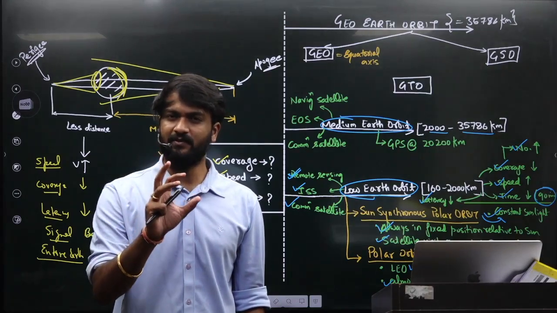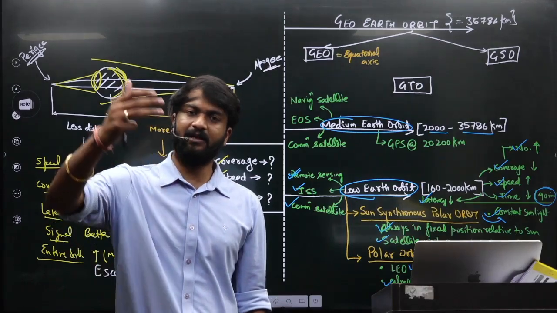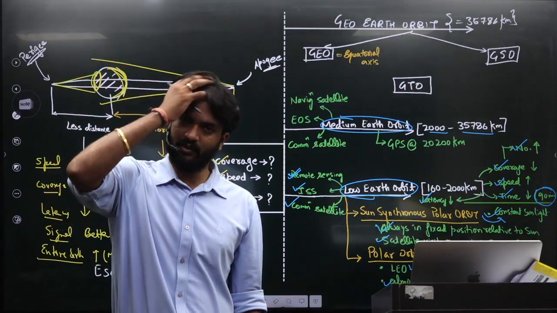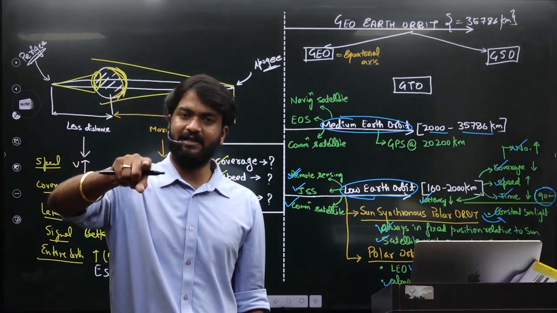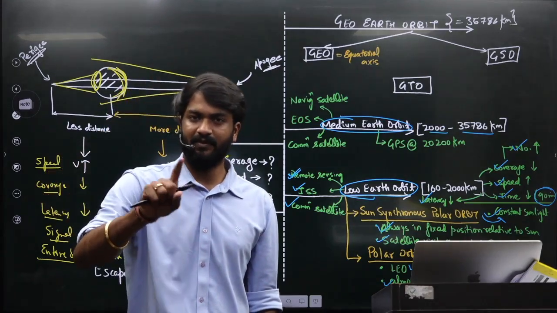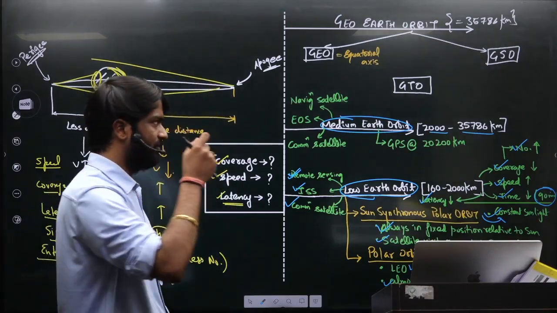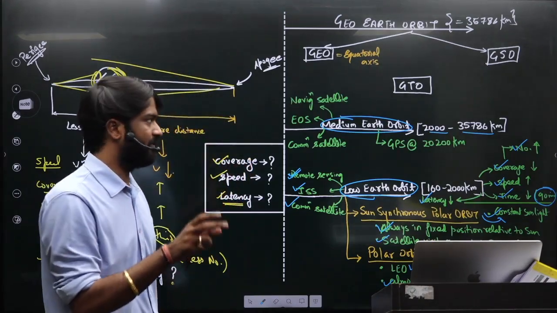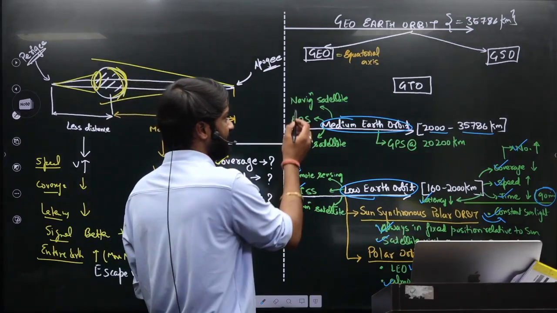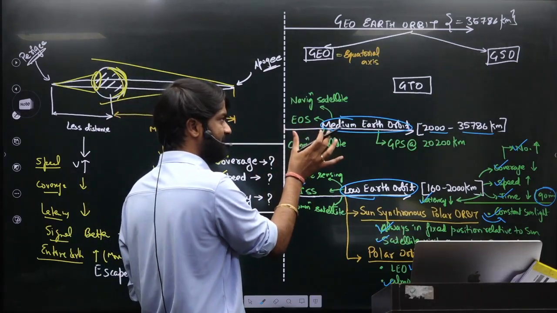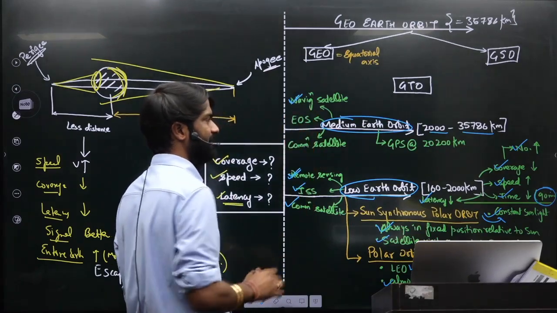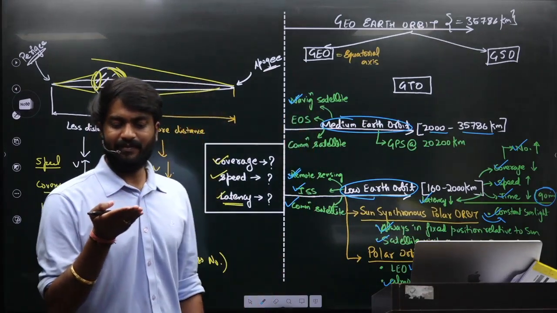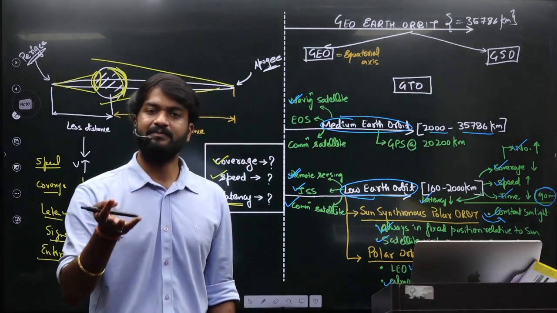Does this make sense to you? Obviously, because after 35786 it will be more than 24 hours, and at 35786 it is exactly 24 hours. So before, in low earth orbit, the time will be less than 24 hours. First thing. Second thing is the types of satellites which are placed in this orbit. First is navigation satellite, because they need a balance between the coverage and the signals.